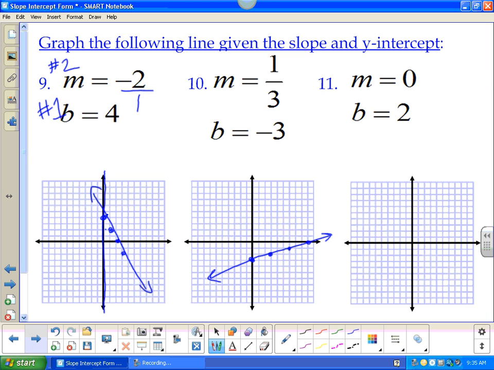Number 11, my y-intercept is a 2, so I go up to 2, and I put a dot. My slope is 0. You can't rise 0 and run. You just need to know that when you have a slope of 0, it's always going to be a horizontal line.